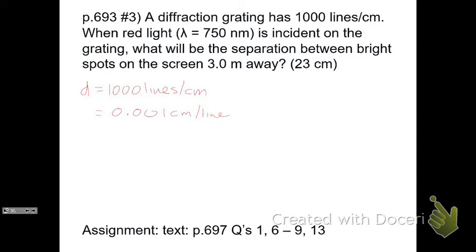The wavelength given is 750 nanometers, and that is equal to 7.5 times 10 to the negative 5 centimeters. Length is 3 meters, which is equal to 300 centimeters. And what is the separation distance between bright spots? So that is just going to be an order of 1. And we are looking for how far those spots will be separated.